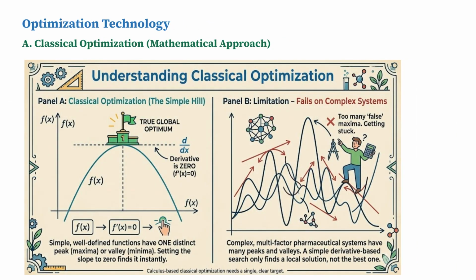Classical optimization easily finds the global optimum in simple, well-defined functions. However, complex multi-factor systems have many peaks and valleys, causing simple derivative-based search methods to get stuck on false local maxima, failing to find the true global optimum.